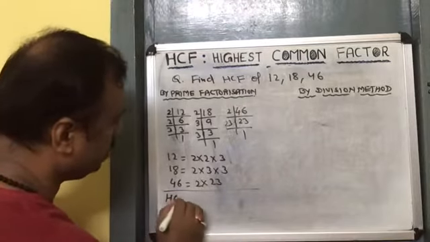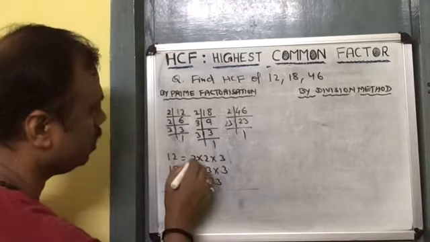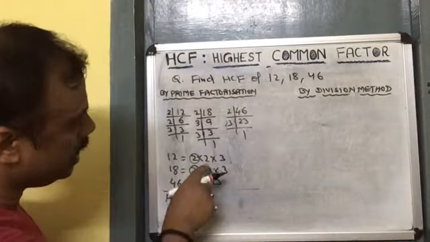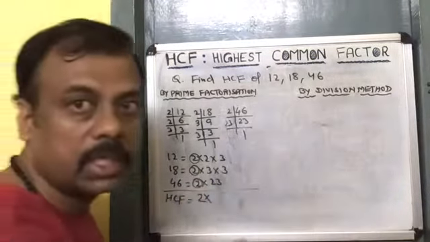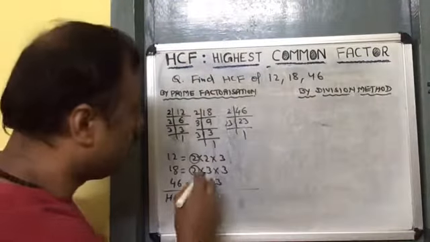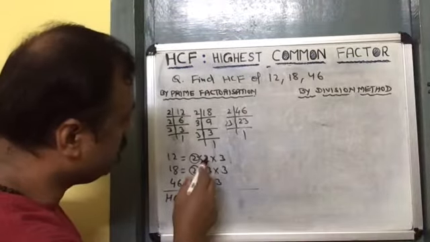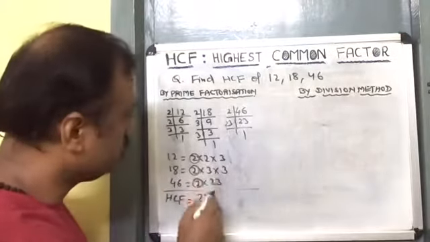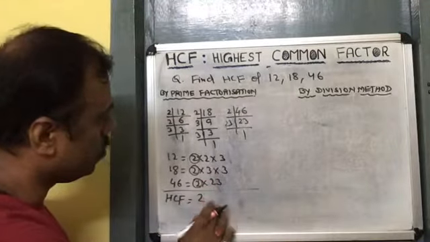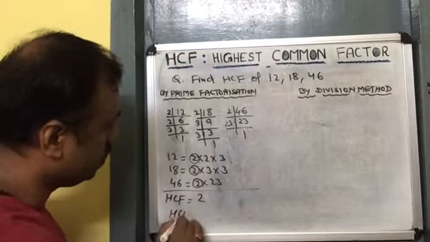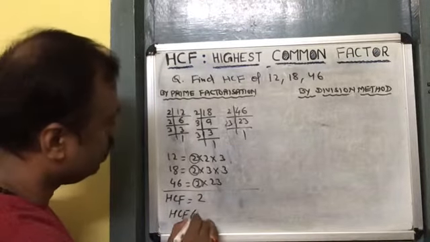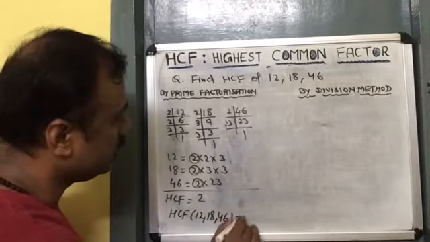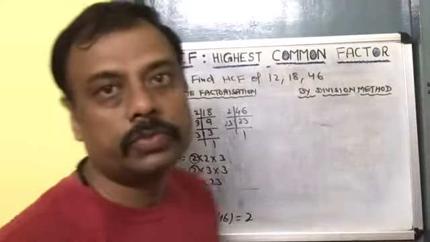For HCF, as I told you, take the common factors. 2 is common, and except 2 there is no common factor. Here we must see the common factor in all these. Okay, so except 2 there is no common. So the HCF of 12, 18 and 46 is 2.